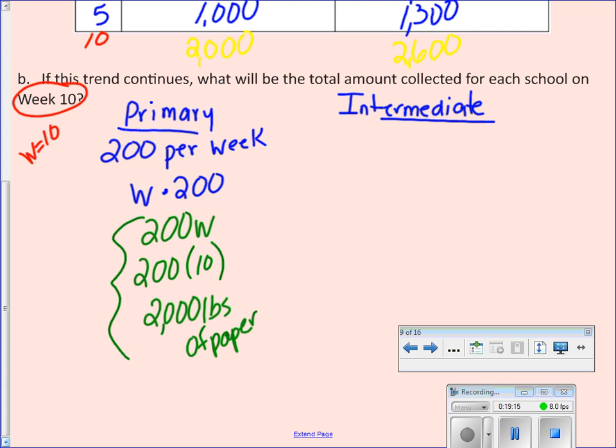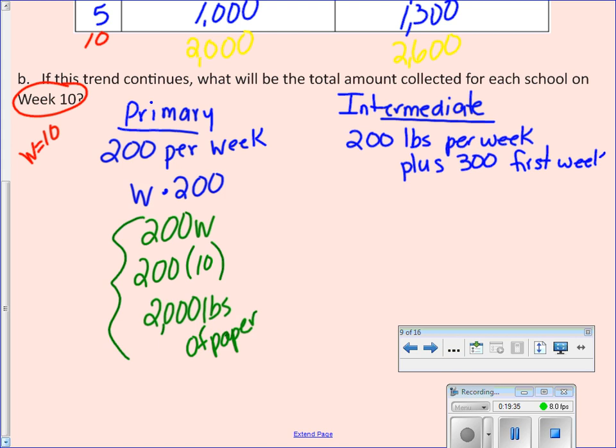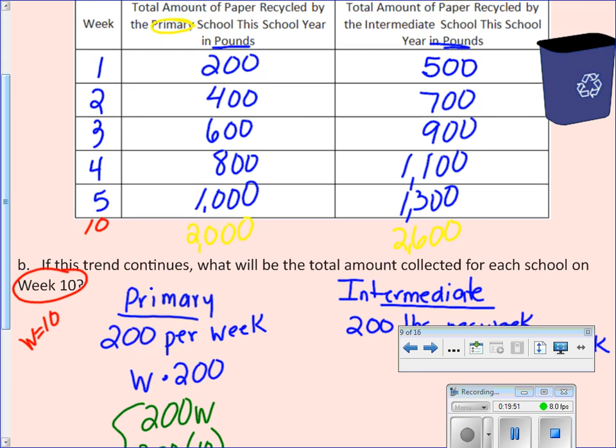Now, for the intermediate school. The intermediate school also does 200 pounds per week, plus they had another 300, but that was only the first week. So what kind of a formula could we come up with for the intermediate school? 300W. So did we take the weeks and multiply it by 300?